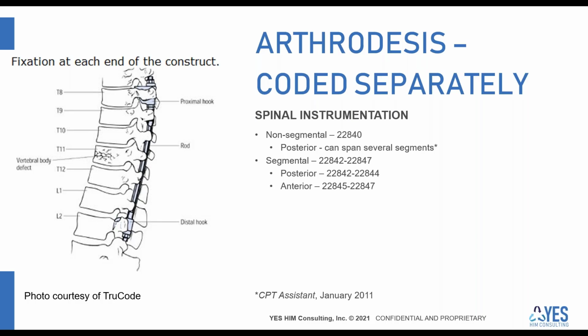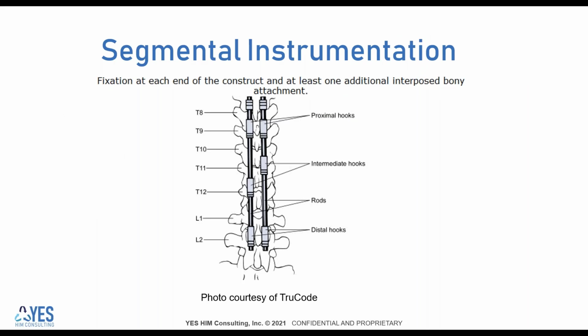The definition of non-segmental is that there is only fixation on each end of the construct and nowhere in between. It just so happens that it is always posterior, and it can span several segments. I've also added a CPT Assistant if you want more information on that particular code. So we have non-segmental, which only has fixation on the top and the bottom. What do we think segmental is? Oh, you got it. There is more fixation in between there.